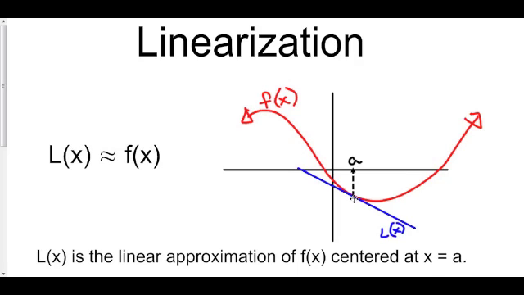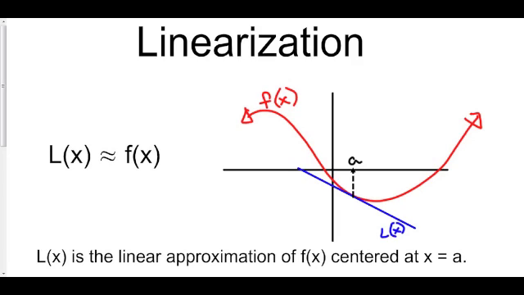The reason why it's centered at x equals a is because x equals a is what defines that linearization, that model right there. I could have chosen this particular x value or this particular x value. It really all depends on what approximation you want.